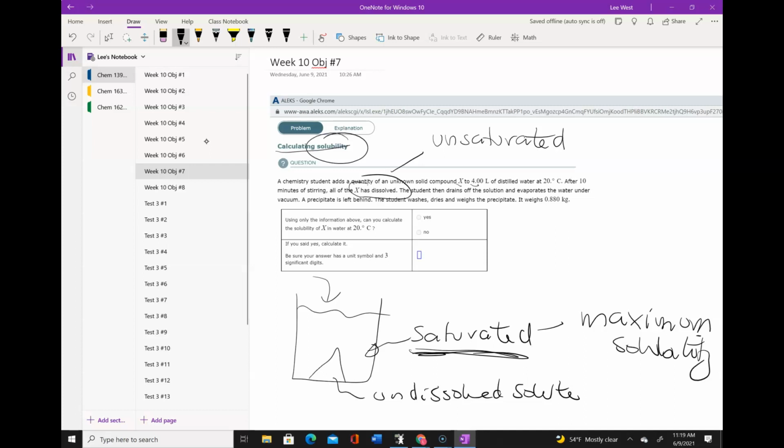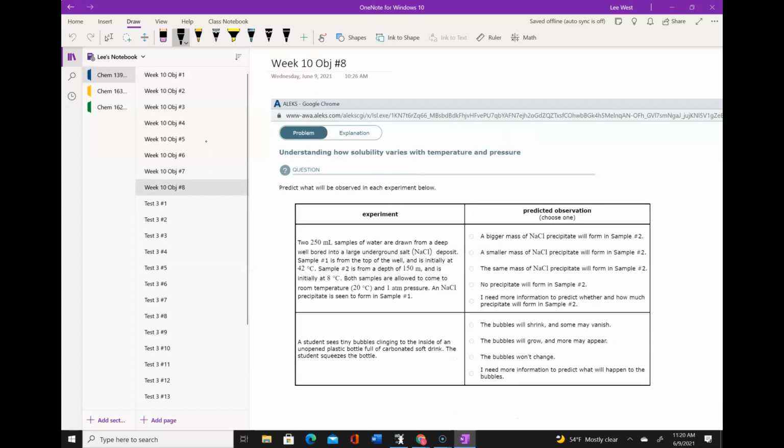It might dissolve. The student then drains off the solution and evaporates the water under vacuum. A precipitate is left behind. The student washes, dries, and weighs the precipitate. It weighs 0.88 kilograms. So the fact that all of the X dissolved meant that you were beginning this process with, potentially, unless you were extremely lucky, an unsaturated solution. So you can't use this to figure out what the solubility is, right? You need to have a saturated solution in order to do that.